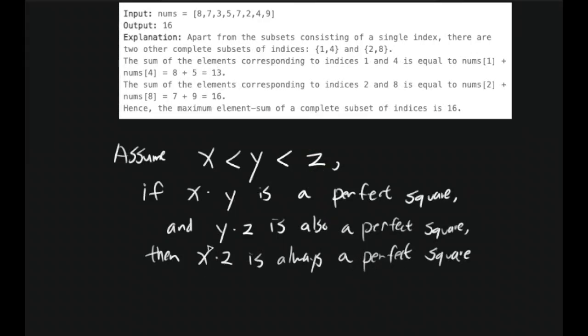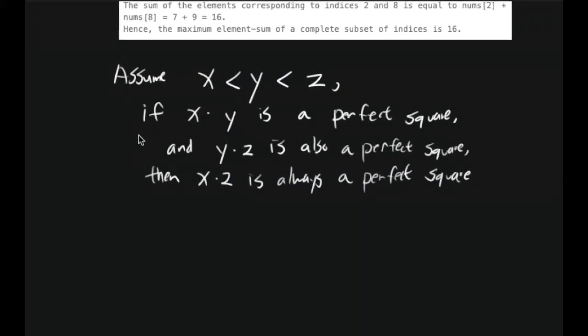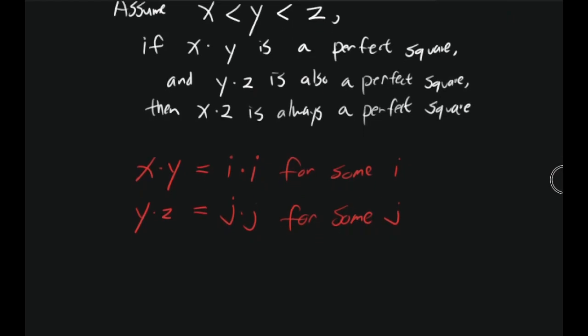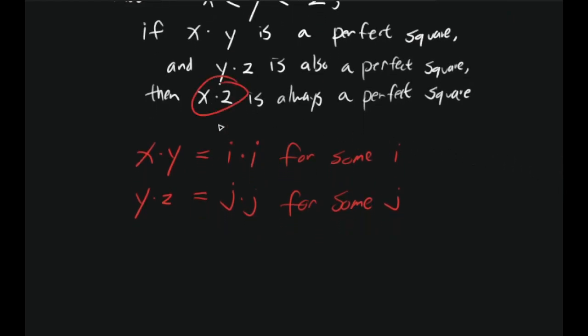So I need to prove this. Basically, if this is a perfect square and this is a perfect square, then I don't need to check this one. But is that always the case? Let's think about this a little bit more. If x times y is a perfect square, it means it will be some i times i for some integer i. And then we also assume y times z is a perfect square, so y times z is, let's say, j times j for some integer j. And then we want to show that x times z is always a perfect square.